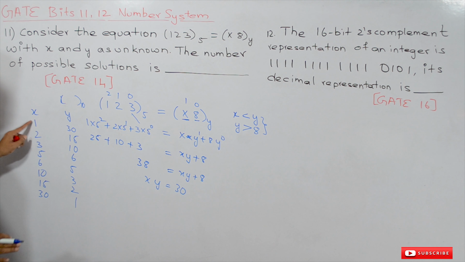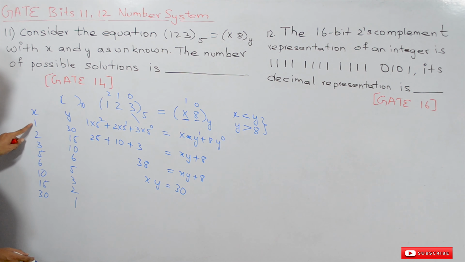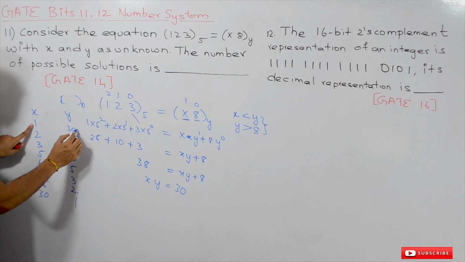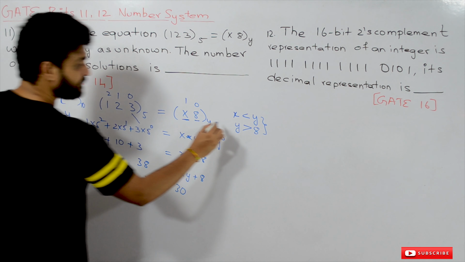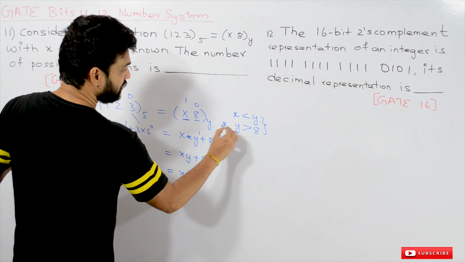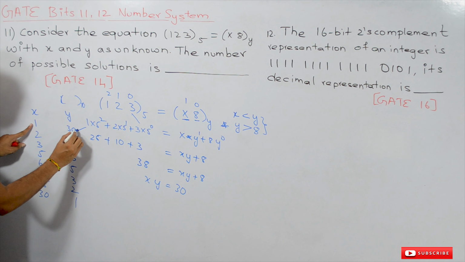But how many among these are true? How can we decide that? How many among these are true is decided by this condition: x should be less than y. Yes, x is less than y, so this is a right option. And y should be greater than 8. Is y greater than 8?